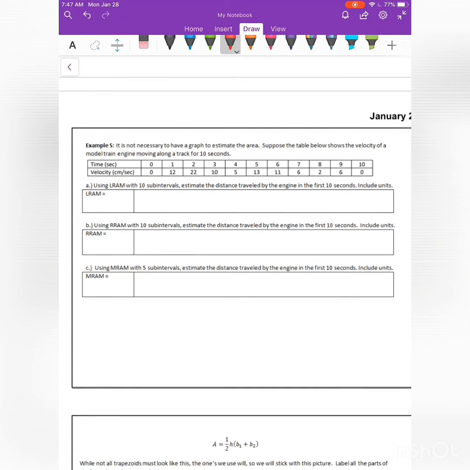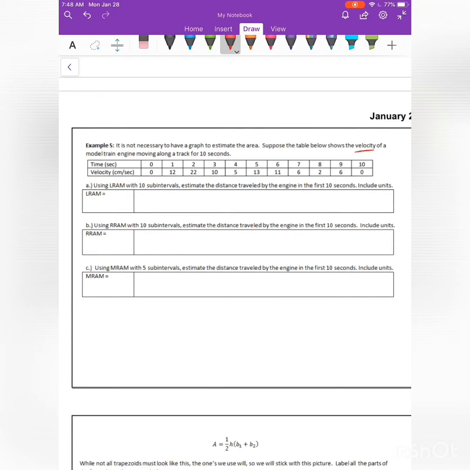One more thing to talk about is that was more with a function based. This is now with a table. So things change just a little bit here. This one is actually a velocity function that they give us of a train. And so there's their velocity over the first 10 seconds. Now this one says use a left Riemann sum with 10 subintervals to estimate the distance traveled. So distance traveled comes from position. So basically we want to integrate this velocity equation.